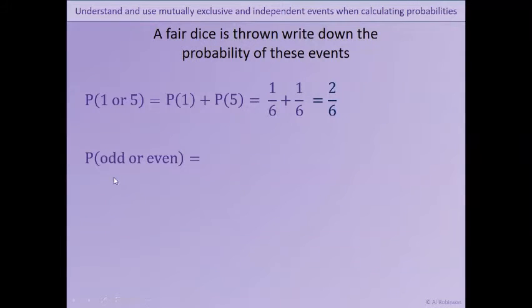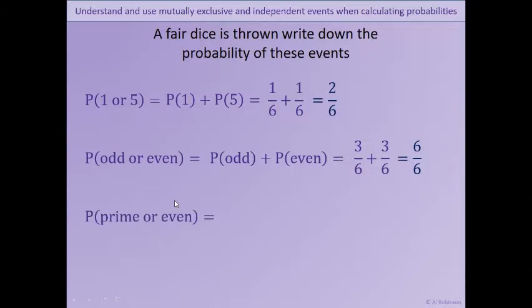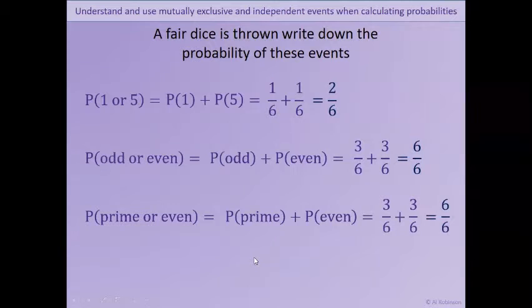The probability of you obtaining an odd or an even, well, the probability of you obtaining odd plus the probability of you obtaining even, which is just going to be 6 out of 6, which is 1. Okay, so 100% chance. Probability of you obtaining a prime or even. So again, you do them separately, adding together because it's an OR rule. So that's 3 out of 6 plus 3 out of 6. So that's a whole again.